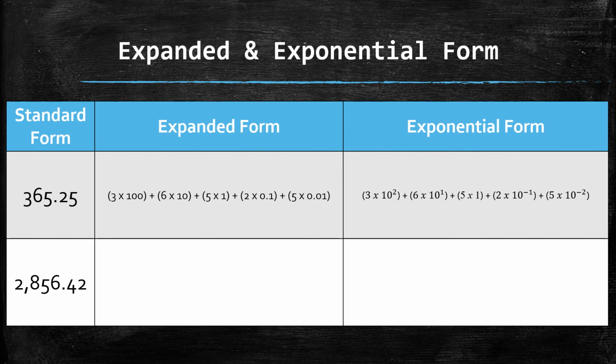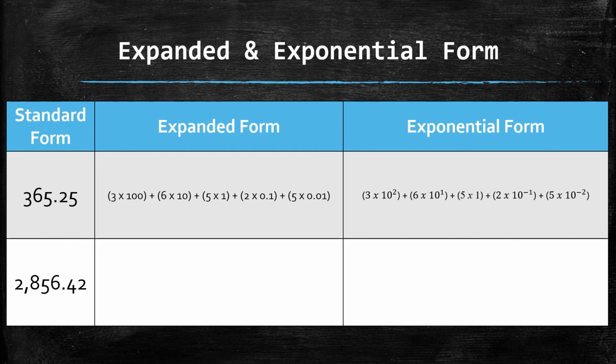Now we're going to take numbers in standard form and put them in expanded form and exponential form. Let's look at the first row. We have 365 and 25 hundredths. Well, when we put it in expanded form, we have 3 times 100 because the 3 is in the hundreds place, plus 6 times 10 because 6 is in the tens place, plus 5 times 1 because 5 is in the ones place, plus 2 times 1/10 because 2 is in the tenths place, plus 5 times 1/100 because 5 is in the hundredths place.